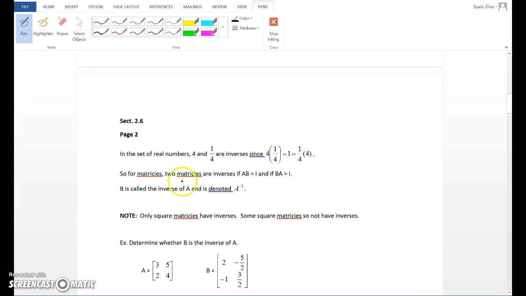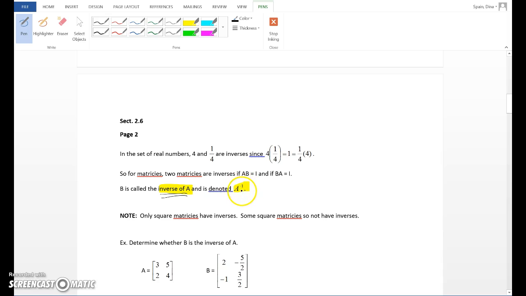Alright, so for matrices, two matrices are inverses if A times B equals I, the identity matrix, and vice versa, B times A equals the identity matrix. Then B is going to be called the inverse of A, and it's denoted with what looks like an exponent of -1. It's just written as a superscript, really.